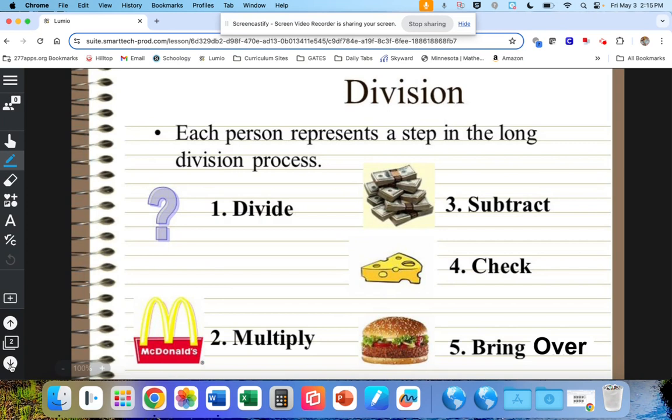And then you're going to check for the cheese. Does McDonald's sell cheese? You're checking to see, is that subtracted amount smaller than the number we just divided by? And then the last thing of does McDonald's sell cheeseburgers is bring over. We'll talk about that one more in a different lesson.